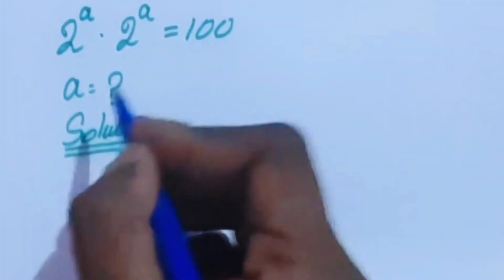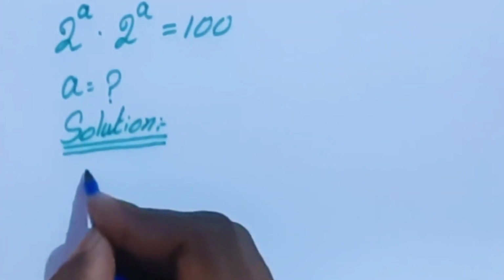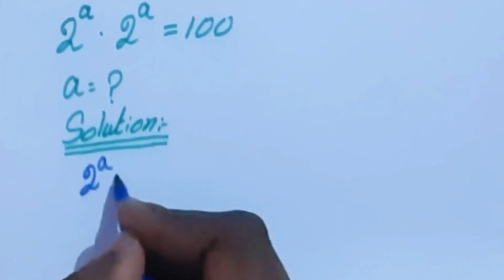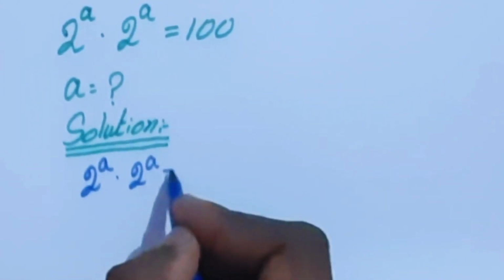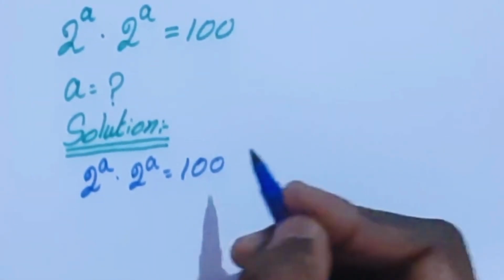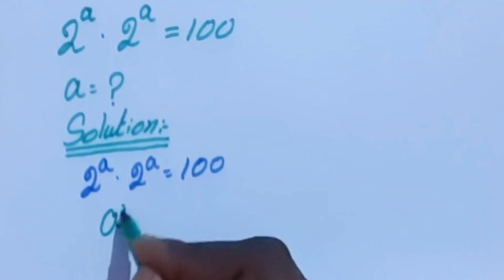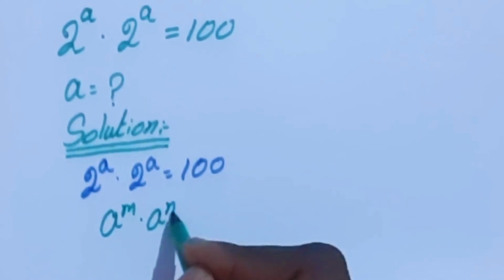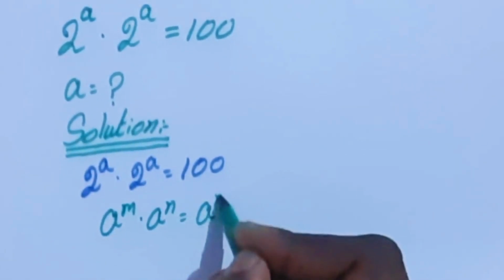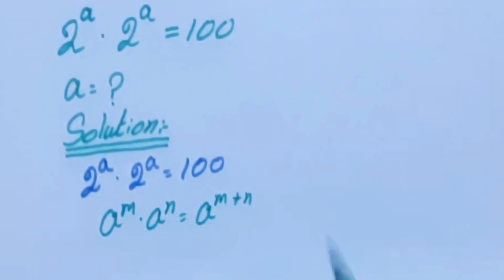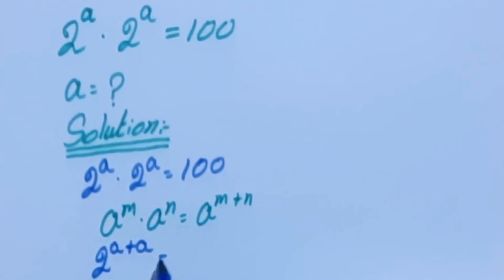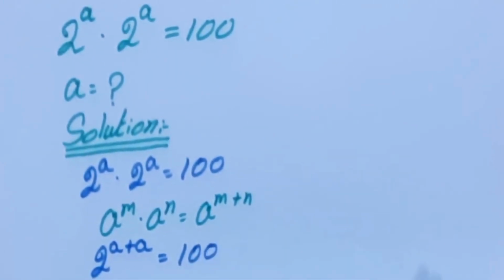Today we are going to solve this problem to find a value. Solution: 2^a times 2^a equals 100. Now we are going to apply the exponent identity that a^m times a^n equals a^(m+n). So we'll get 2^(a+a) equals 100.